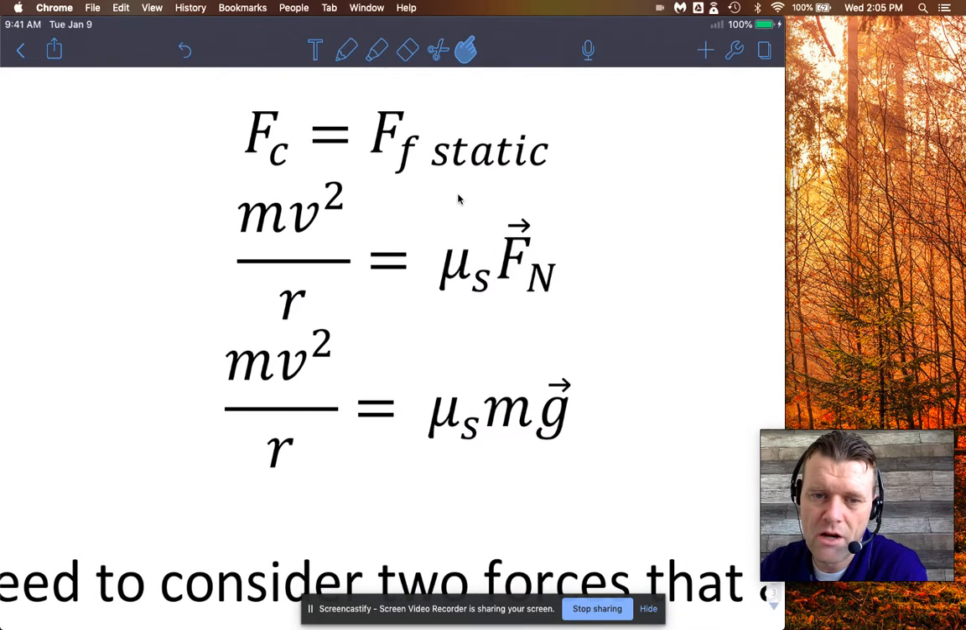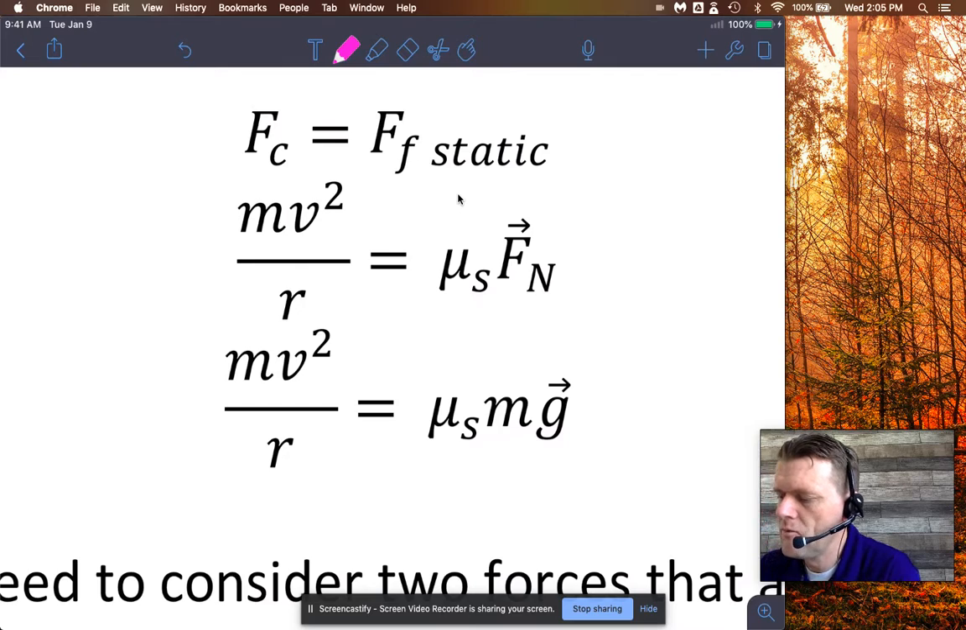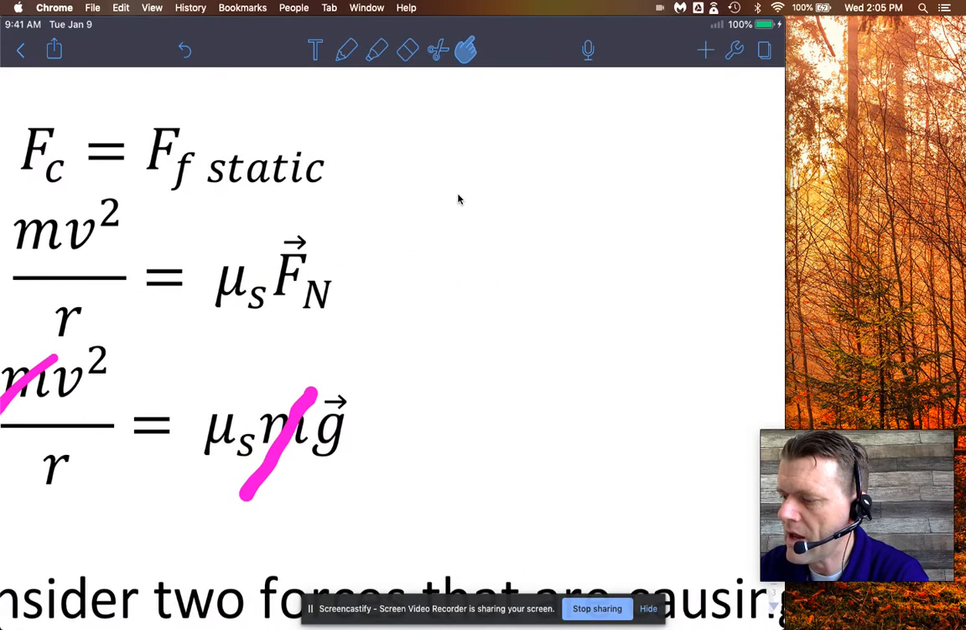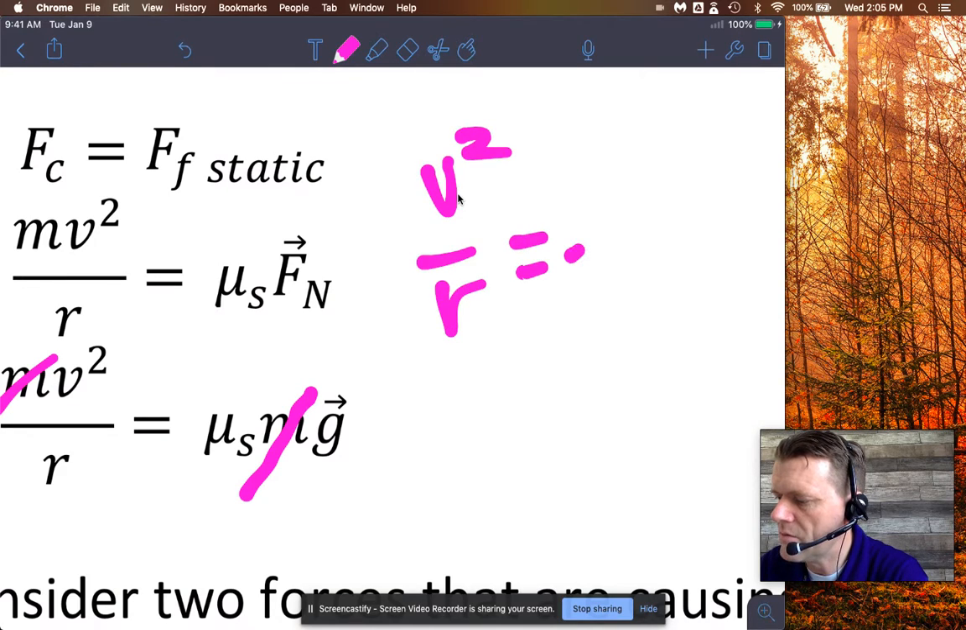What I need you to see here, and I didn't do any more steps than this, to this point, we need to solve for the velocity. What's clever in a lot of these circular motion questions is that the masses are going to be the same on both sides, so we can get rid of them. That really leaves me with v squared over r is equal to mu s times g.